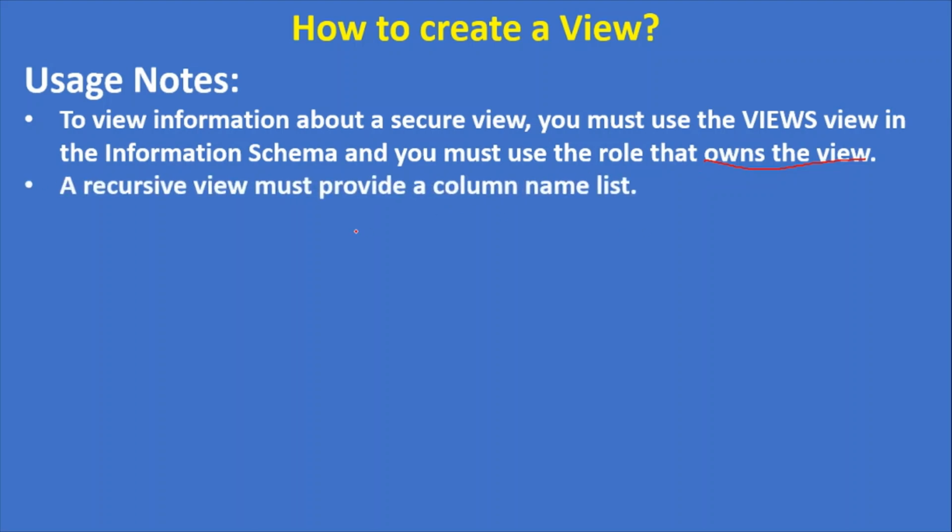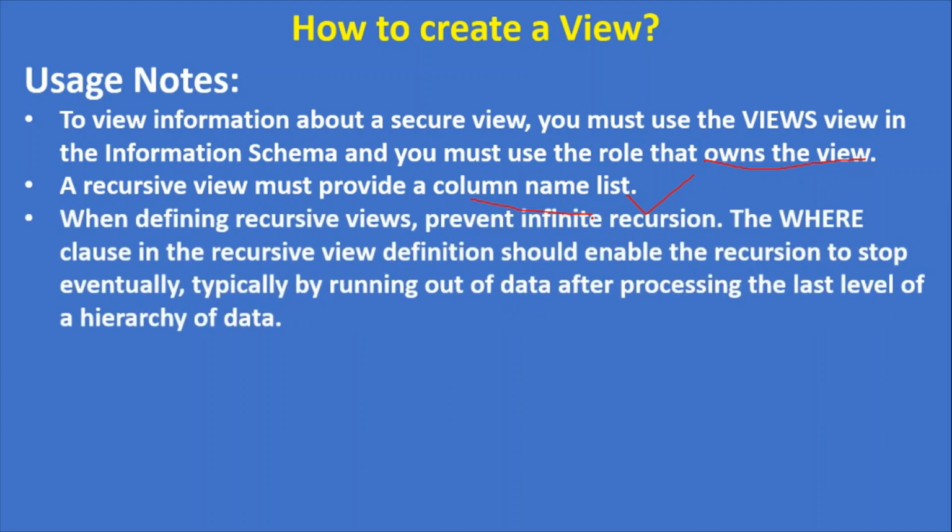A recursive view must provide a column name list. As I said, the column list is an optional parameter when you create a normal view. But if you are going to create a recursive view, then you have to provide the column name list as part of your create recursive view.